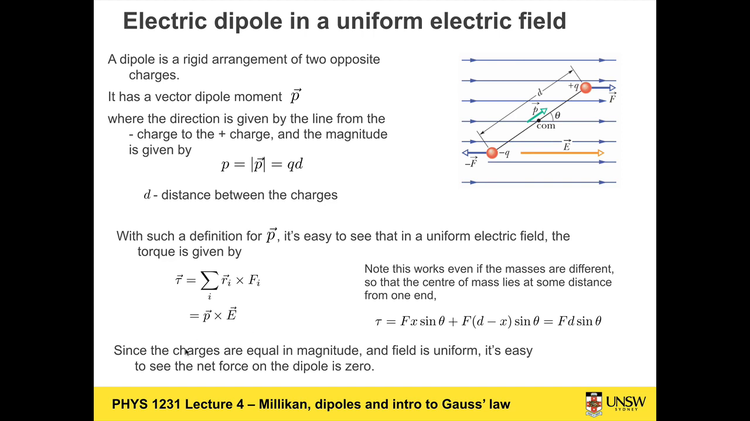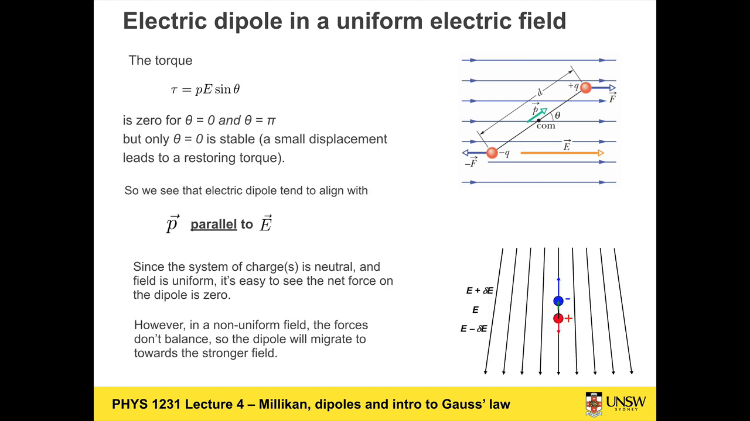Well, we also discussed that if the charges are equal and the field is uniform, it's easy to see that the net force on the dipole is 0. Of course, if the field is not uniform, there will be a net force on the dipole, and you can work that out. Okay, that was our introduction to dipoles. So once again, the torque, I'll just skip through this. But if we work out the torque, we could see that the dipoles tend to align with the dipole moment parallel to E.